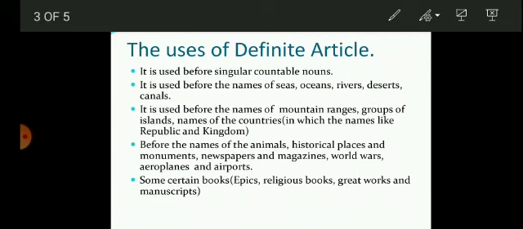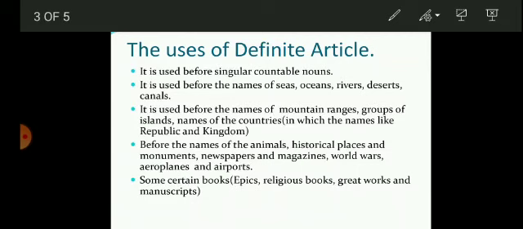Next one is before the names of newspapers and magazines. Use only the definite article whenever you have the names of these newspapers: the Times of India, the Hindu, the Sports Star, the Frontline. Before the names of world wars, the First World War and the Second World War. Like this, before the names of aeroplanes and airports, we have to use this definite article: the Air India, the Sahara, the international airports. Whenever we have the names of these international airports, we have to use only the definite article.